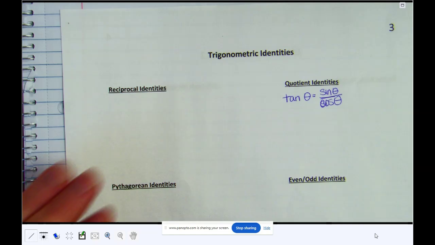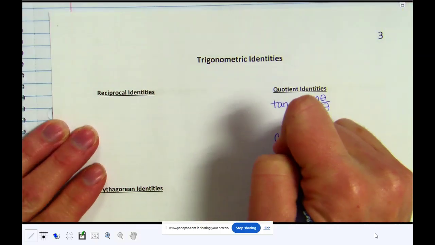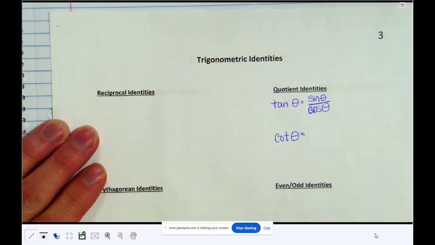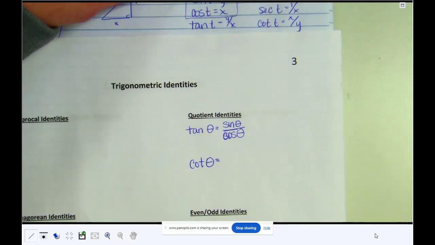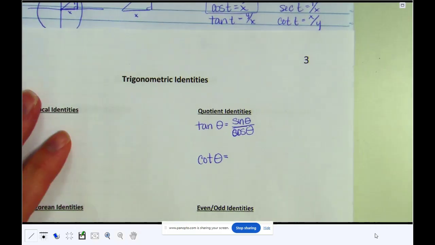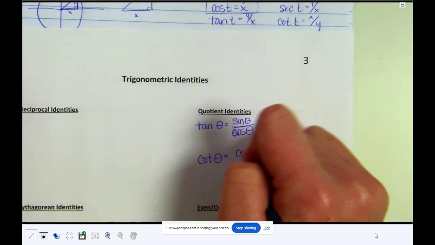Now, there's another quotient identity, and the other quotient identity is the one for cotangent. Okay, so if cotangent, I don't think I can get this all on one page. Cotangent is x over y. So cotangent is what? Yeah, cosine over sine.